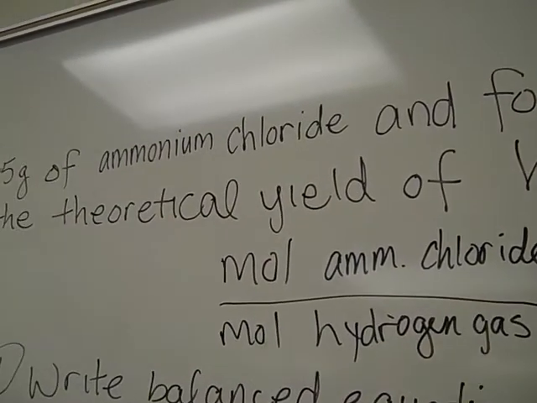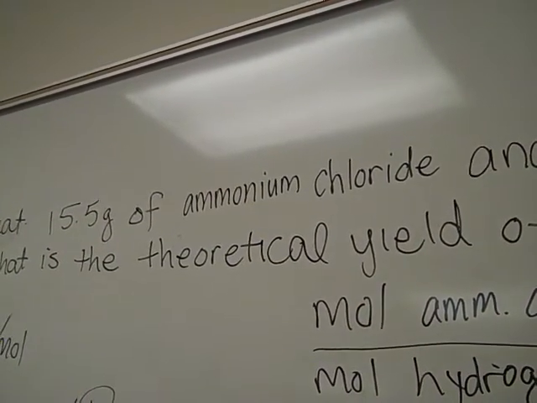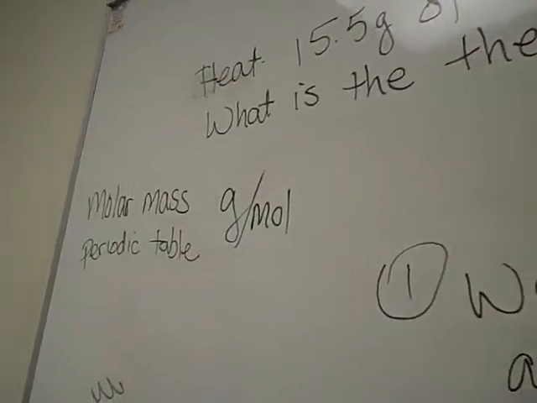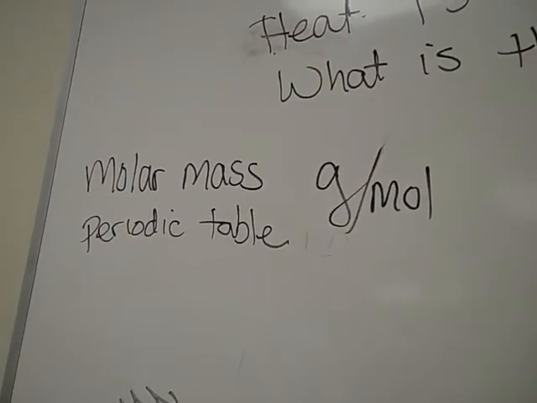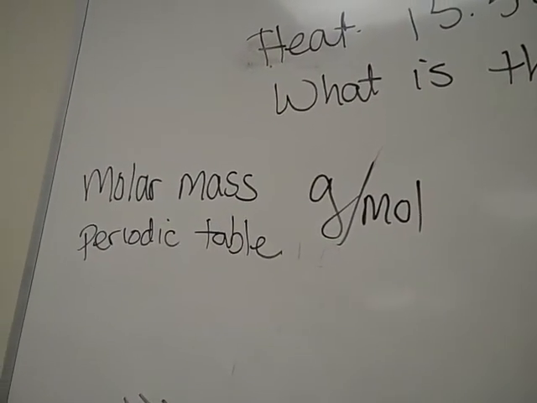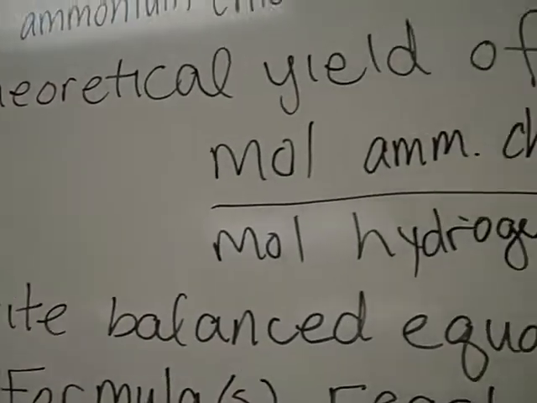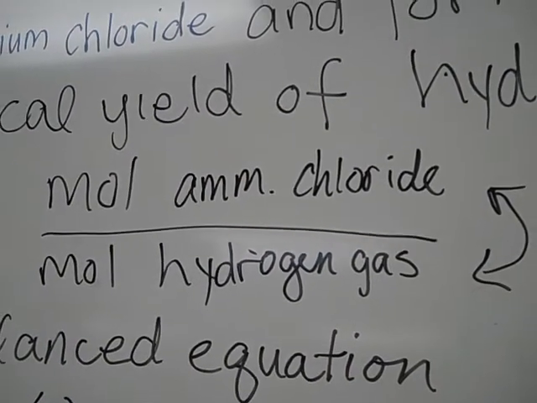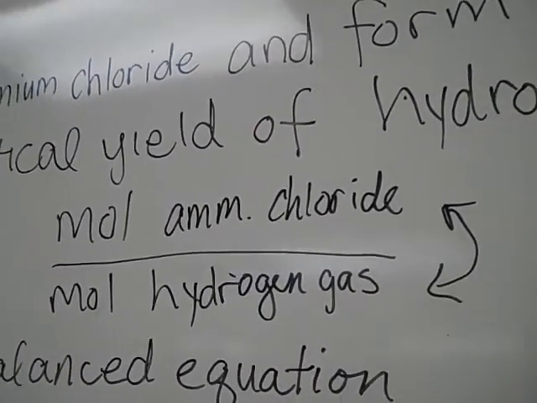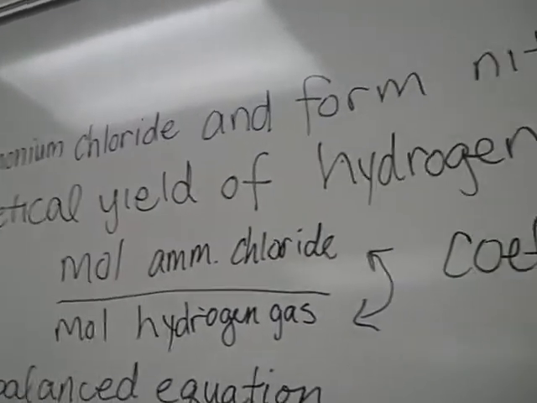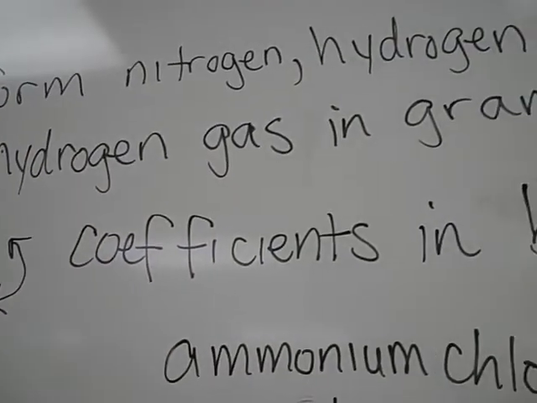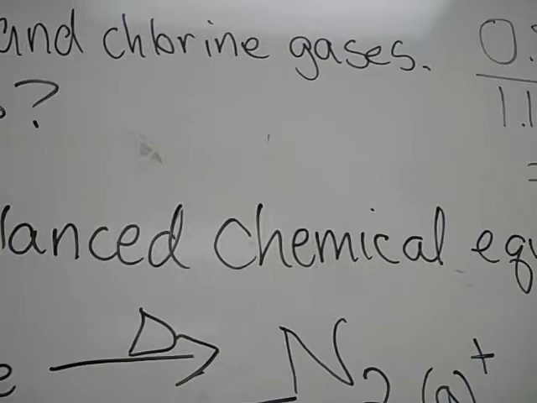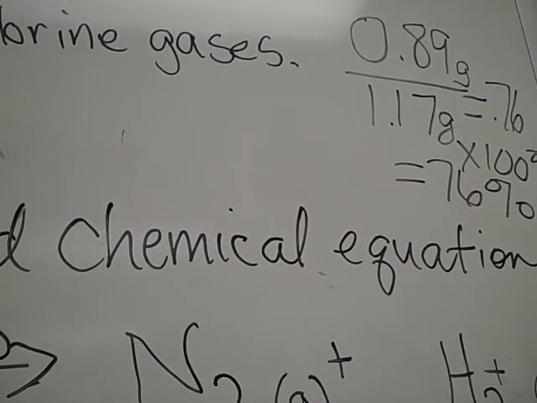Then, we're going to need to be able to go from grams of ammonium chloride to moles of ammonium chloride. We're going to get that from the molar mass, which has the units of grams per mole, from the periodic table. We're also going to need to go from moles of hydrogen gas to grams of hydrogen gas. And again, we'll use the periodic table. Before I can find any molar masses or my ratio of moles to moles, the moles to moles are going to be my coefficients in a balanced chemical equation. So we're going to have to write the balanced chemical equation.